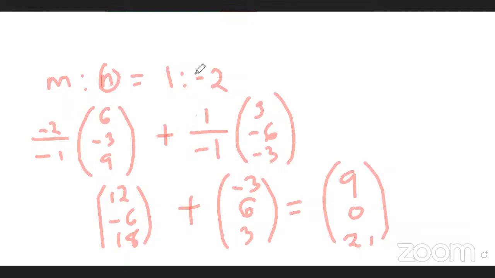Yeah. So that will be the column vector for position R. Column vector for position R. So OR will be 9i, 0j, or we can skip the j. We say 21k.